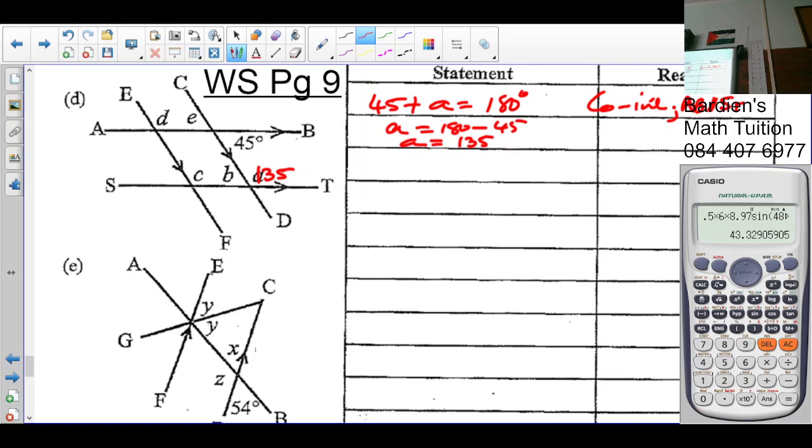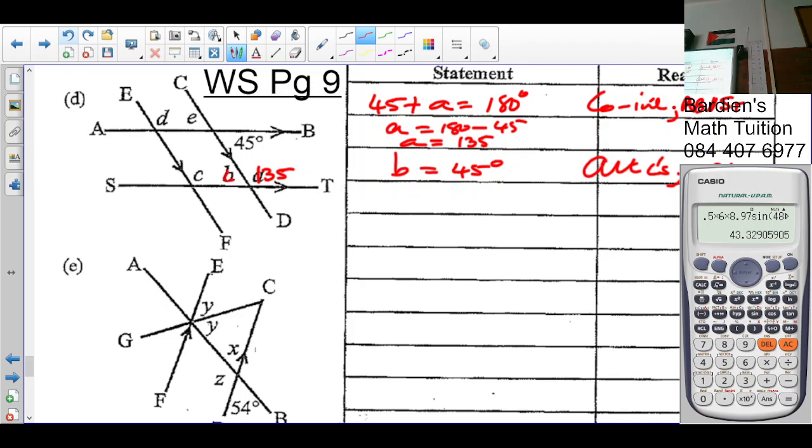Okay. Are you going to calculate B? B is equal to 45. Why? Alternate angles. Correct. You see here? It is a Z. No? So that angle there is equal to that. So B is 45. Alternate angles with AB being parallel to ST.